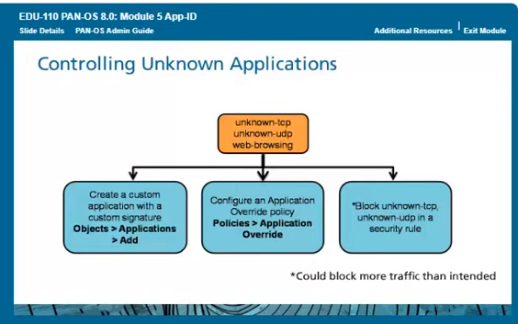However, you should be concerned about unknown TCP or unknown UDP that appears in sessions going to or coming in from the Internet. Before you block unknown TCP or unknown UDP, try to identify the traffic by using the traffic log and packet captures, and instead create a custom application or configure an application override policy.